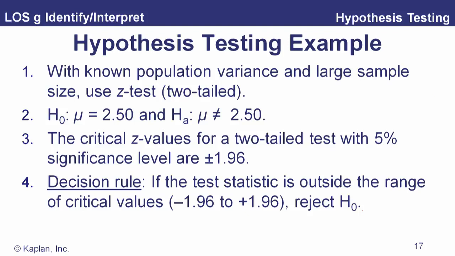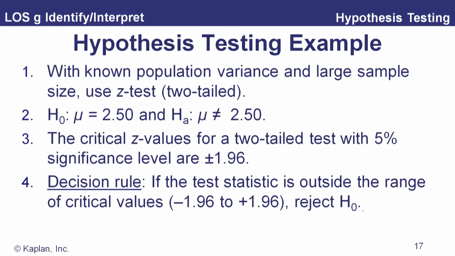So we're going to use a z-test, and since our null hypothesis is mean length is 2.5, we use a two-tailed test. We're going to reject if our test statistic, which is the sample mean length, is too far below or too far above our hypothesized mean of 2.5. So it's a two-tailed test with a 5% significance level.